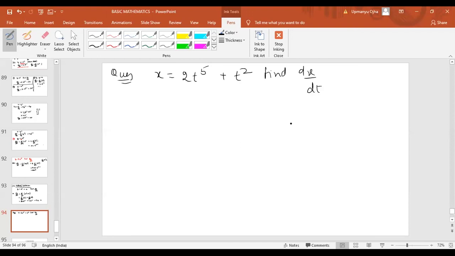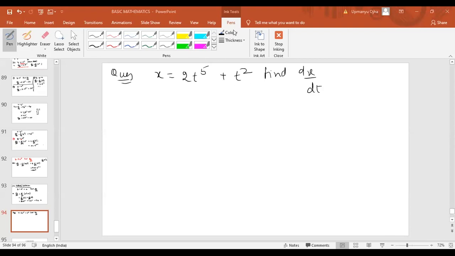You can generalize x power n, no problem in that. So what is the value of dx by dt here? The answer would be 10t power 4 plus 2t. Very good, that is the answer.